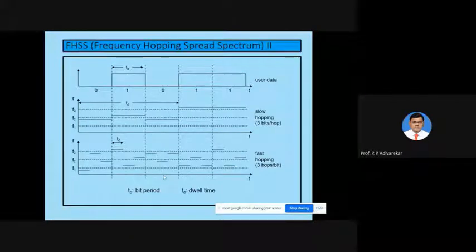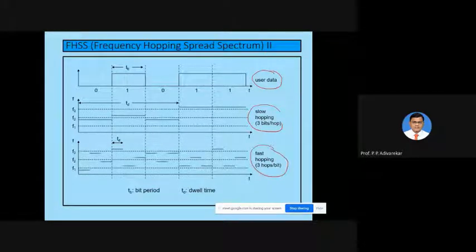This is the diagram you can easily see on your screen. So consider this particular diagram. If you see the first part, the first diagram is about the user data, then below that the next is the slow hopping sequence, and below that next is the fast hopping sequence.